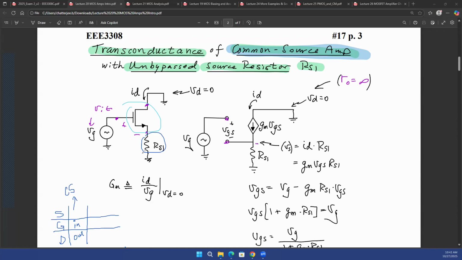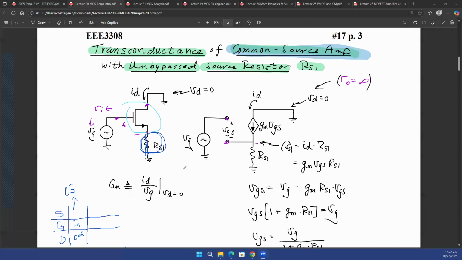Now, of course, in this particular example, the source terminal was degenerated with this resistance, but there is always the possibility that you do not have this resistance and this terminal is directly connected to ground. In that case, it's easier to comprehend why we are calling it a common source terminal, right? Because your source terminal is grounded, the input is between gate and source, and the output is between drain and source. So that is going to be called a common source configuration.